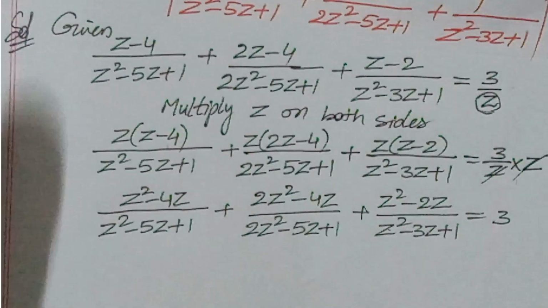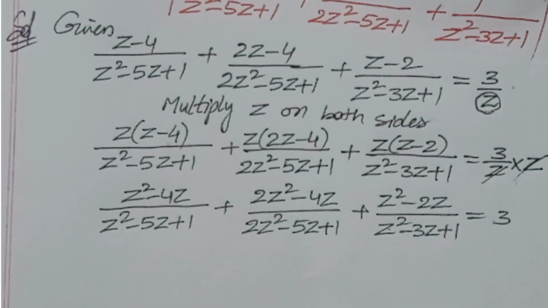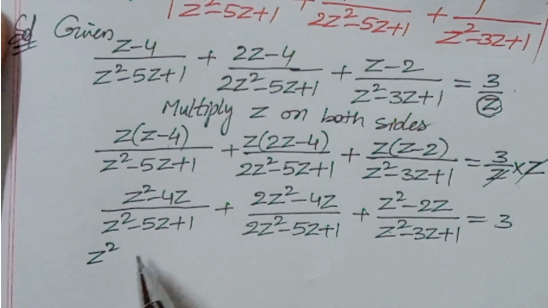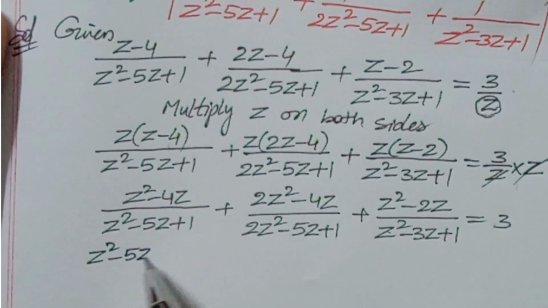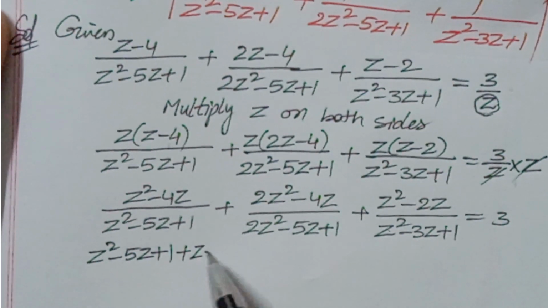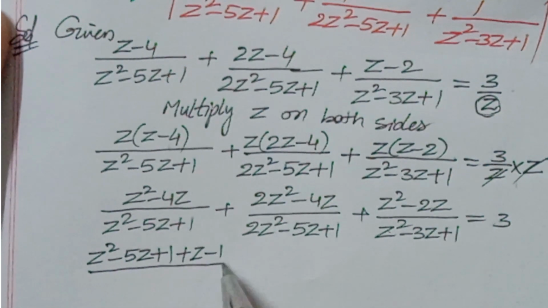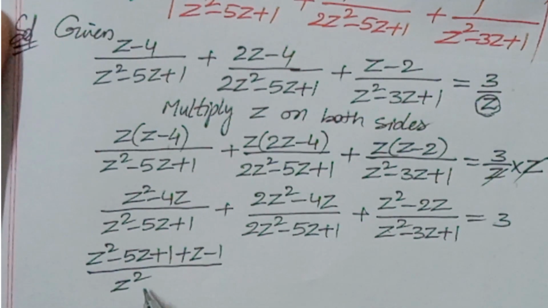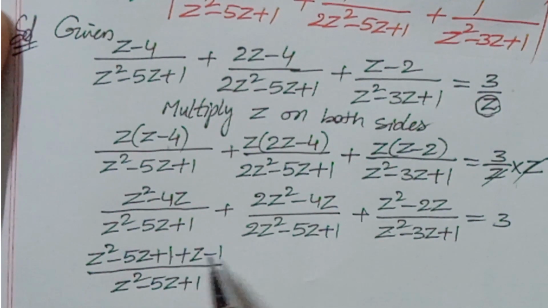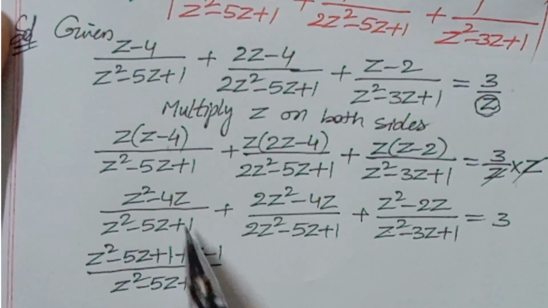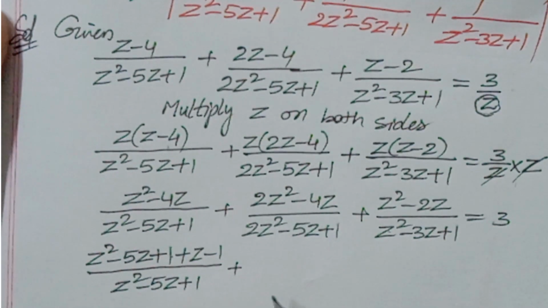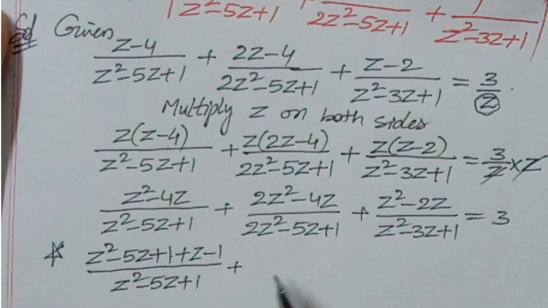Now here the logic lies. Here we will do some adjustment. z² − 5z + 1 plus z − 1. The numerator will be like this, z² − 5z + 1, so 1 cancels, and −5z plus z will give −4z only. So that adjustment you are doing like this. This is the logic, this is the main step here.